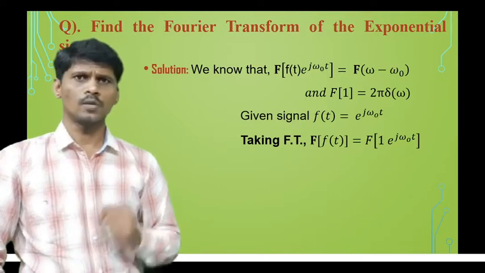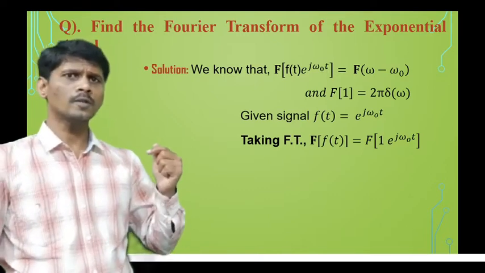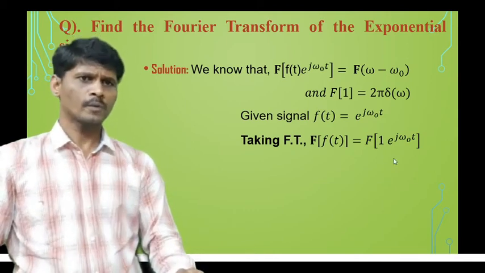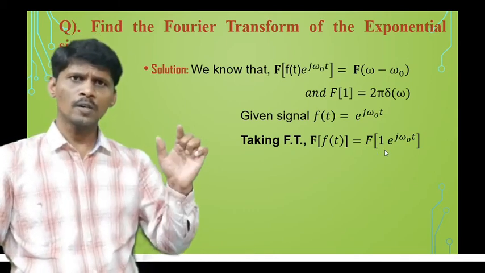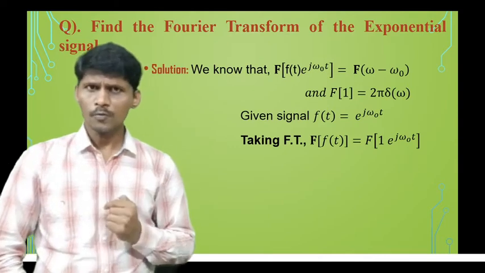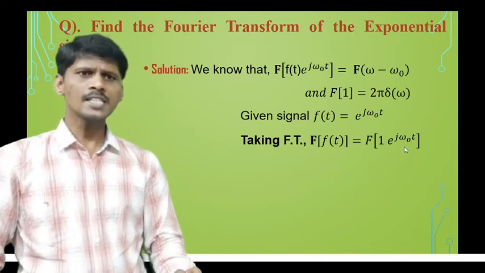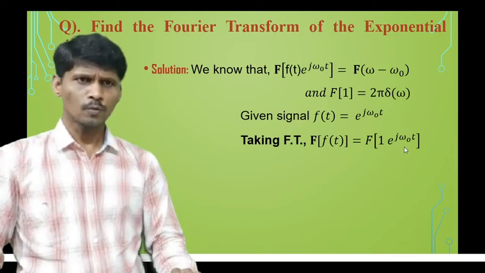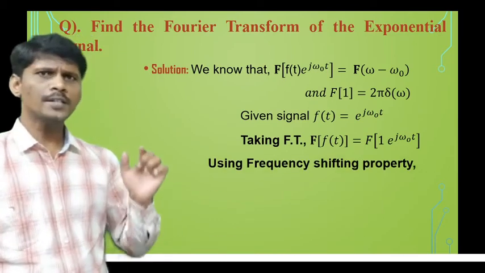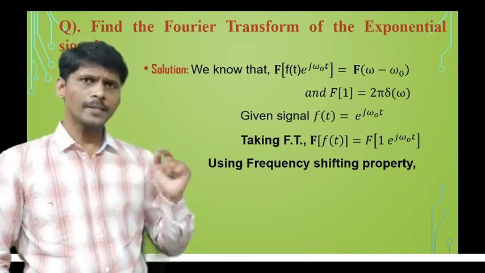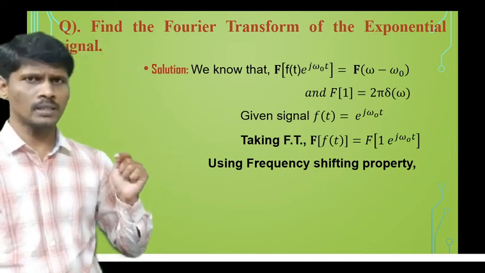Constant function. What is the Fourier transform of a constant function? 2 pi del of omega. So first, applying the Fourier transform of a constant function, what is that value? 2 pi del of omega. So what is the translation amount here? Omega naught is the translation amount. So the Fourier transform of 1 into e power j omega naught t is 2 pi into del of omega minus omega naught.